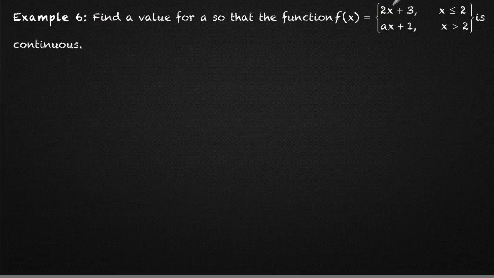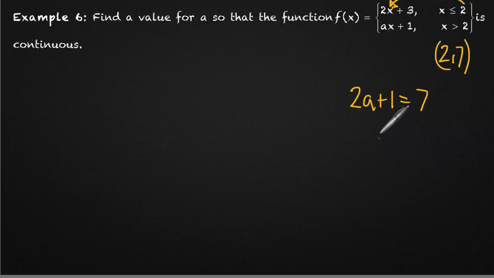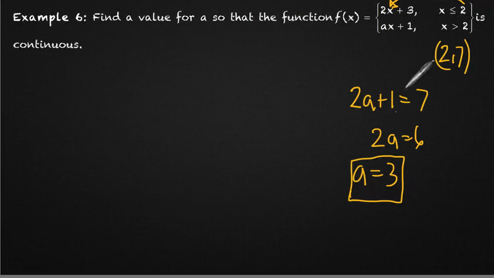So when we plug 2 into this linear function here, we get 7. So 2, 7. That means that when we plug 2 into this linear function, we need to get 7 so that the two functions overlap. So 2a plus 1 must equal 7. 2a equals 6, and a equals 3. So that's a pretty easy problem. If a equals 3, then they will both equal 7 when x is 2, which means they will connect, which means the piecewise function is continuous.